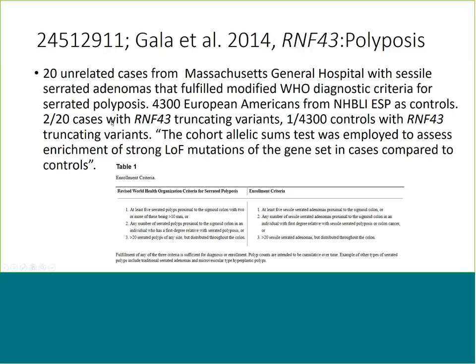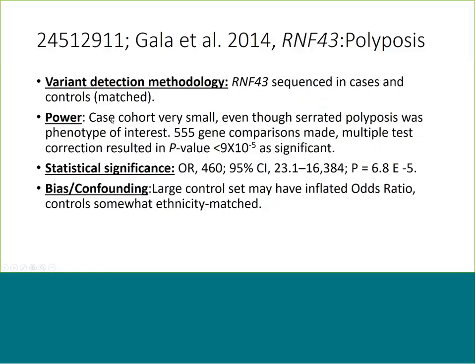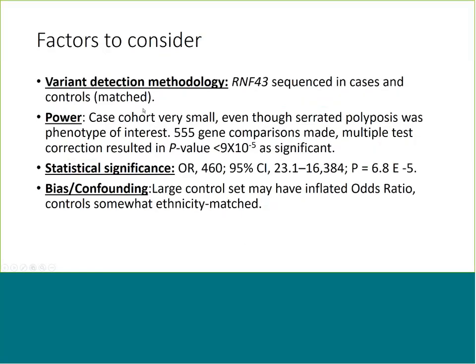So even though this ended up being very, very few cases, one thing that we ended up looking at with this was really the power. So RNF43 was sequenced in both cases and controls, so they matched in the variant detection methodology. And the case cohort was really small, in this case only 20. However, when we had talked to the experts on the call, we realized that early on in the paper they noted that only around 20 to 35% of all colon cancers are estimated to be due to serrated lesions, whereas I think the other ones that are due to polyposis tend to be mostly from adenomatous polyps rather than serrated polyps.